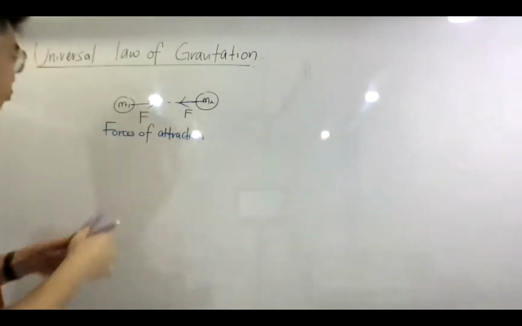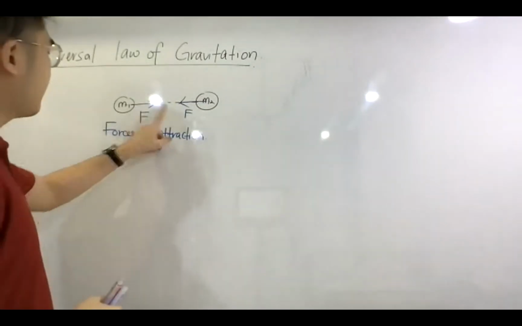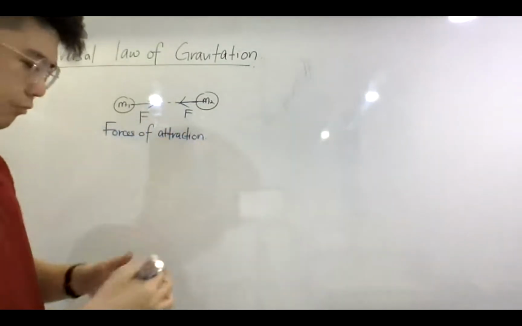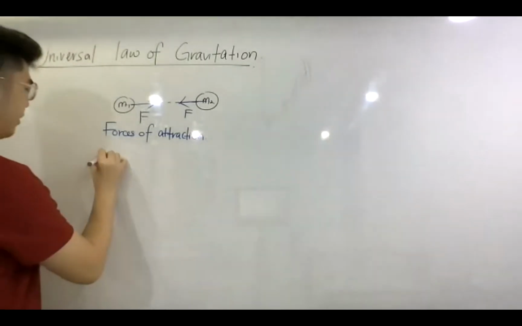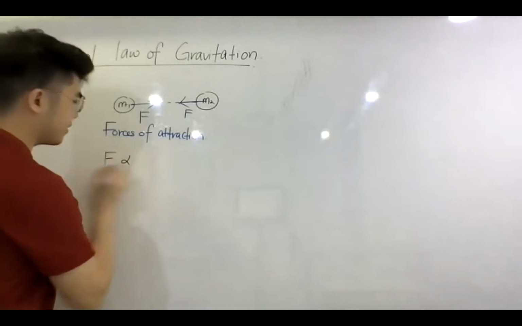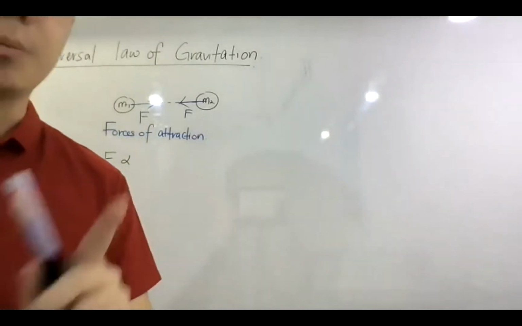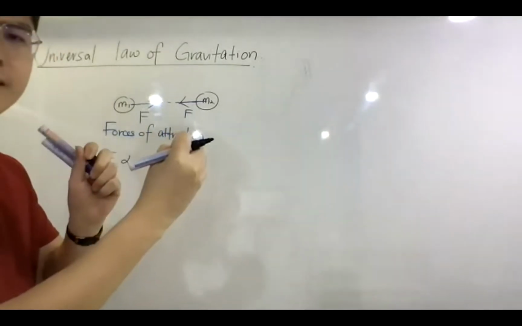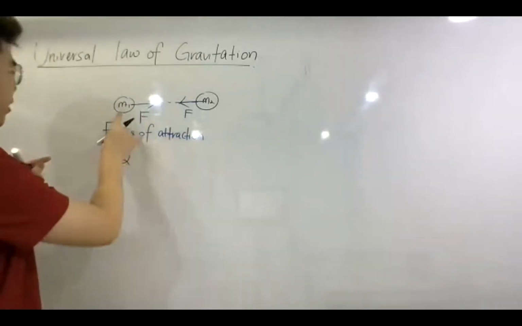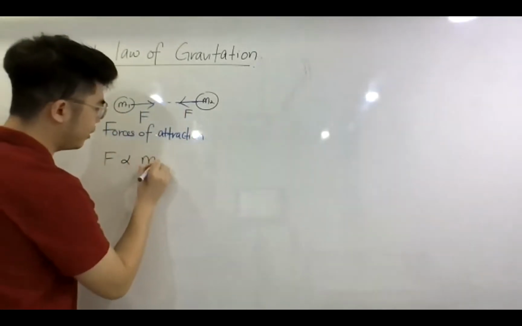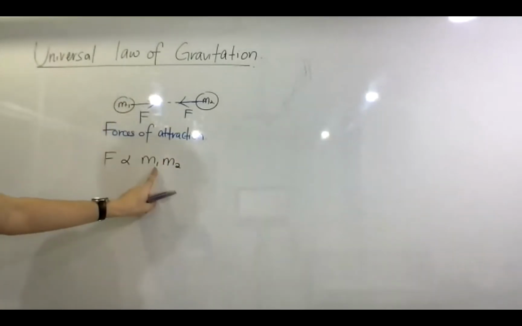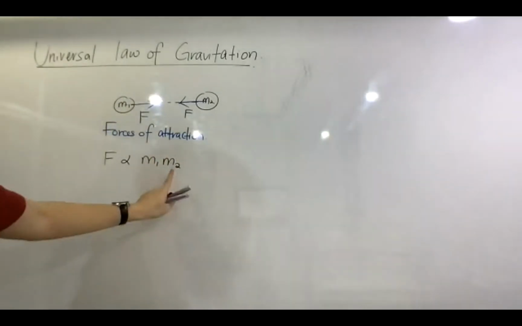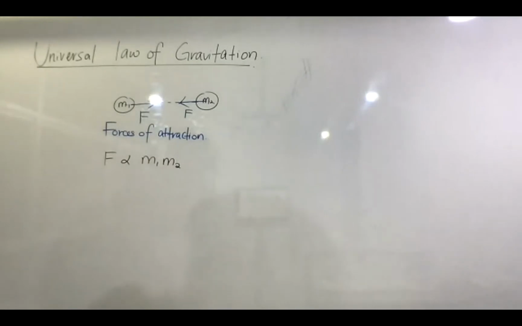Now, Newton says this force of attraction is proportional to the product of the masses. What is product? Product is times, right? The product of M1 and M2 means M1 times M2. Force is proportional to the product of the masses. This is what Newton says.